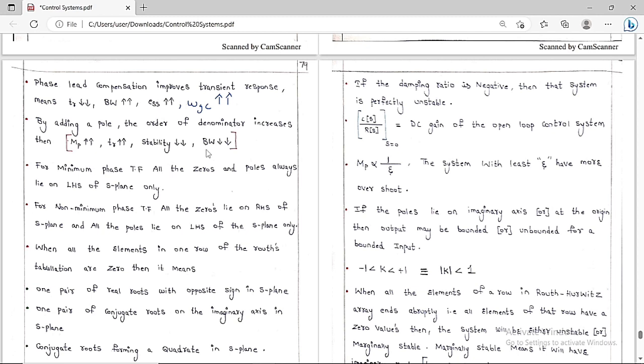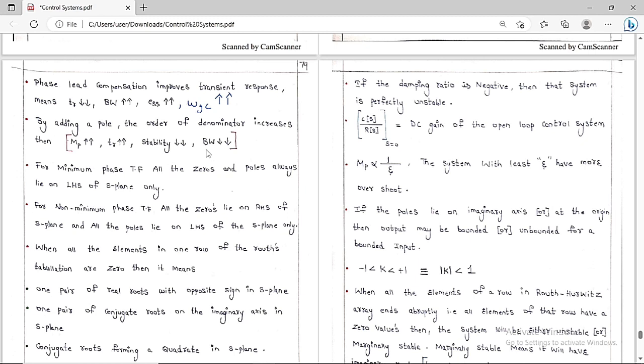Why is it like this? See, adding a pole means, as I've already told you, a PI controller, or we can say a lag compensator. Adding a zero means a phase lead compensator. Adding a pole means a PI controller, or basically a lag compensator. So by adding a pole, we can say it is a lag compensator.